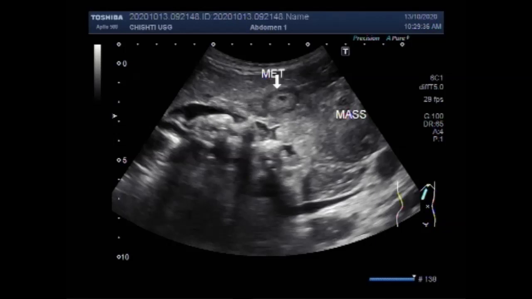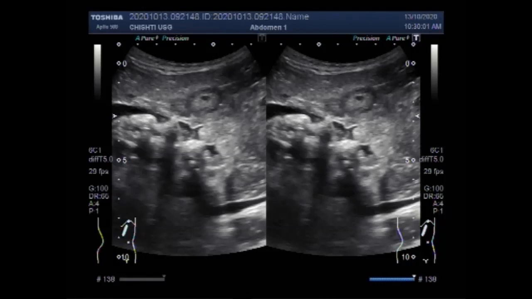Now you can see a bunch of multiple metastases in the right lobe of the liver. Now these are the multiple large stones seen in the biliary duct, in the proximal portion of the bile duct, the intrahepatic portion of the bile duct.